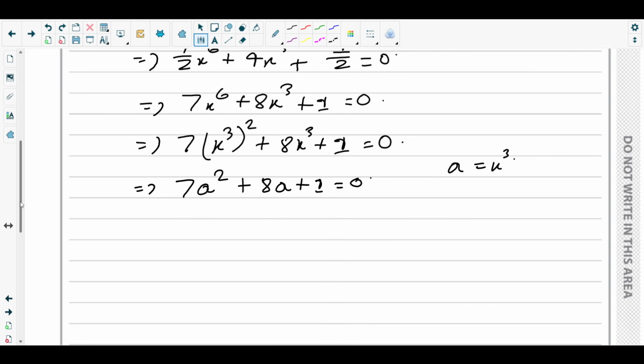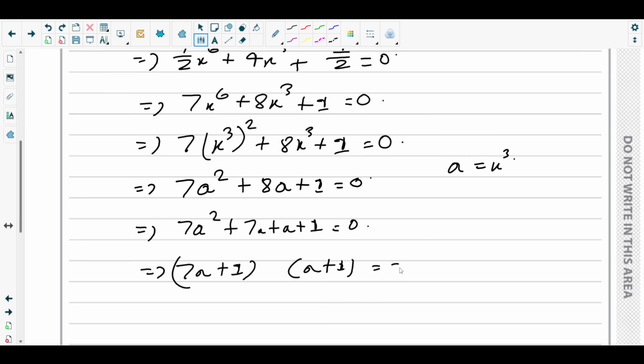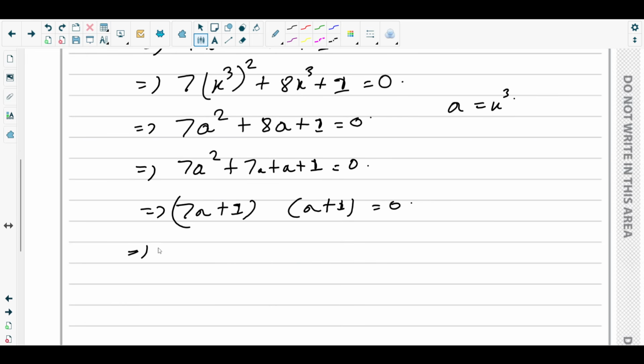We simplified the power. Now we can easily apply the middle term factorization, isn't it? 7a squared plus 7a plus a plus 1. So 7a into a plus 1 plus 1 times a plus 1 equals 0. We take 7a common from the first two terms and 1 common from the others. So either a equals -1 or a equals -1 over 7.